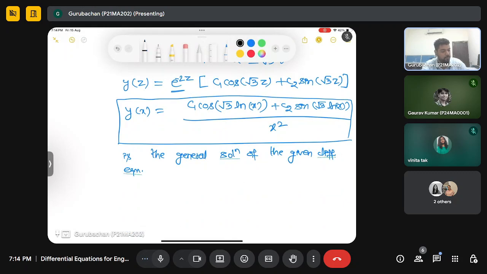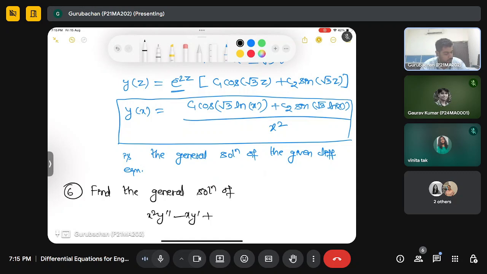Okay, so we have solved one question that is based on the Cauchy-Euler equation, that is the homogeneous Cauchy-Euler equation. What if we are given some non-homogeneous Cauchy-Euler equation? So for that is the next question, number 6. Find the general solution of x square y double dash minus xy dash plus 2y equal to x ln x.